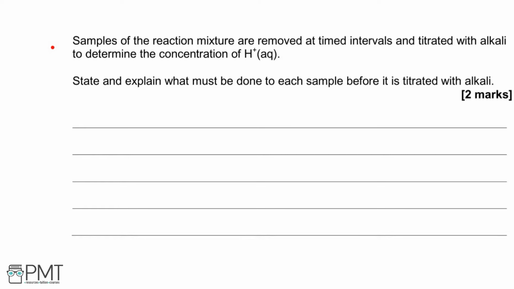Samples of the reaction mixture are removed at timed intervals and titrated with alkali to determine the concentration of H+. State and explain what must be done to each sample before it is titrated with alkali. This question is worth 2 marks.